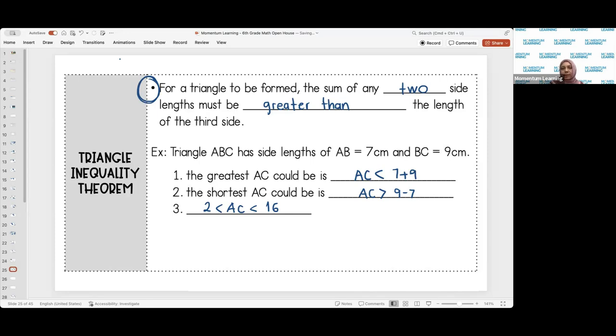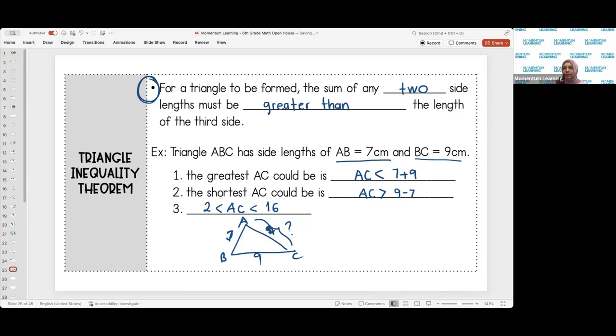So how can I understand? If the triangle's side lengths are given, AB is 7 centimeters, BC is 9 centimeters. So we are going to think about the third side, which is AC. So let me write here. This is 9, this is 7. So which is A, B, and C. It will be 9 according to the given triangle. So I'm going to find this part.